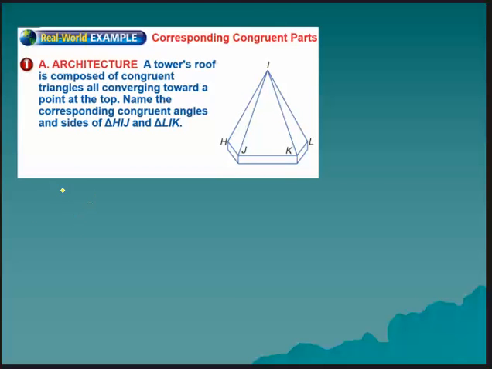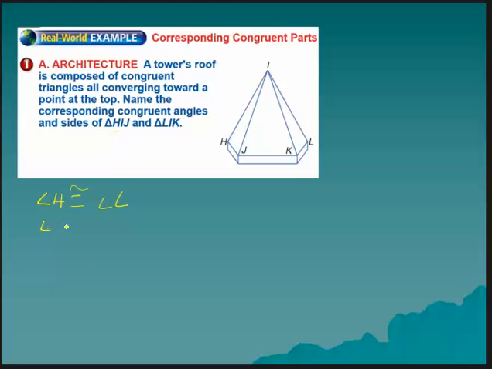Okay, so name the corresponding congruent angles and sides. Well, we have three angles. Again, I can take the first triangle and it doesn't matter where I start. We'll start with angle H. So I need to make a congruency statement. Which angle over here is it going to be corresponding to? Well, I can look at the name here. Look, H is in the same position as the L, so I know that it is congruent to angle L.